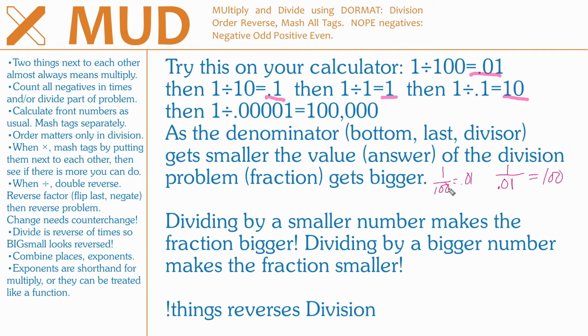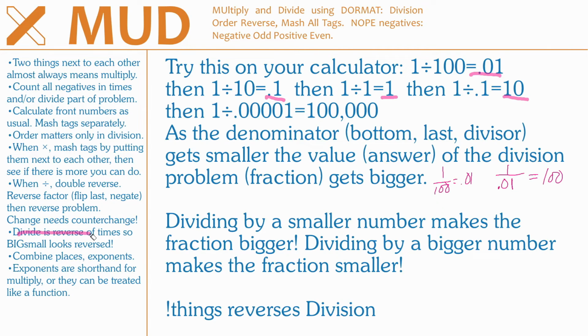And here, if I make the number bigger on the bottom, I think, oh, I've got to get a bigger answer. Nope, it's because you're dividing. This dividing reverses all of your expectations. So dividing by a smaller number makes the fraction bigger. Dividing by a bigger number makes the fraction smaller. We have to wrap our minds around it, and once you do, that helps you with everything else.